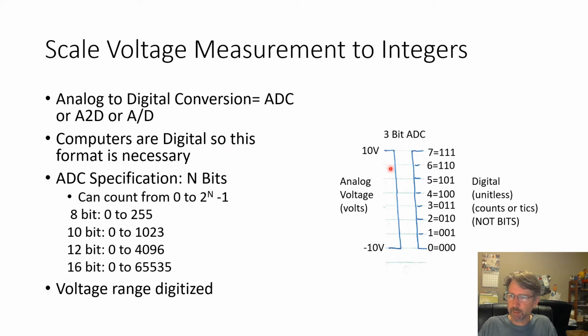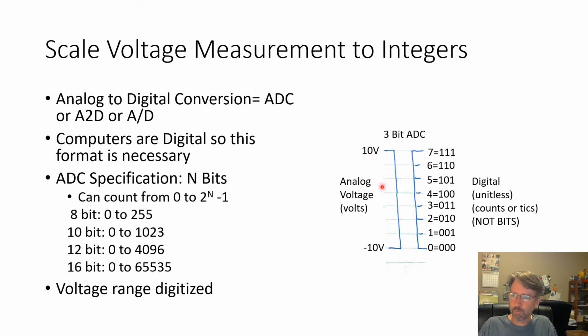And the basics are if you stack these two rulers next to each other in this figure here. So we've got voltage on the left and the digital on the right. We have a 10 volt maximum input and a negative 10 maximum input. So the voltage input range is negative 10 to 10 volts. And that is being mapped to this digital side using a 3-bit, which you'll never see in real life, 3-bit analog to digital converter. So we have a 3-bit number, which can count from 0 to 2 to the 3 minus 1, which is 0 to 7.